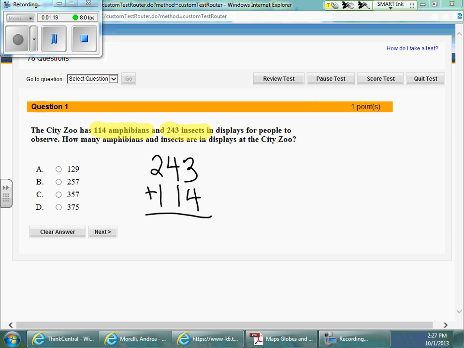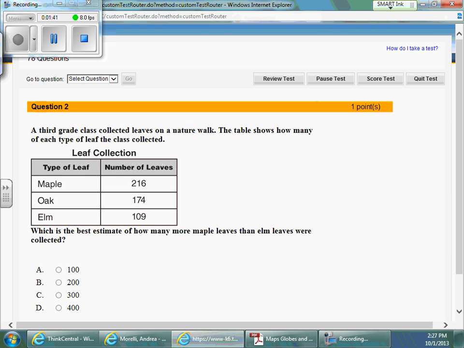What do we not have to do on this problem that makes it easy to do in our head? What do we not have to do? Mia? No regrouping. So 3 plus 4 is 7, 1 plus 4 is 5, and 2 plus 1 is 3. So our answer is 357. JoJo corrects.